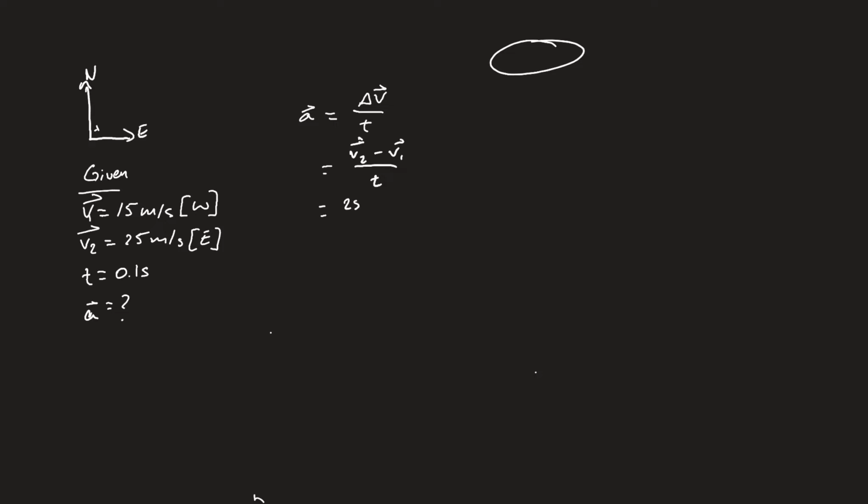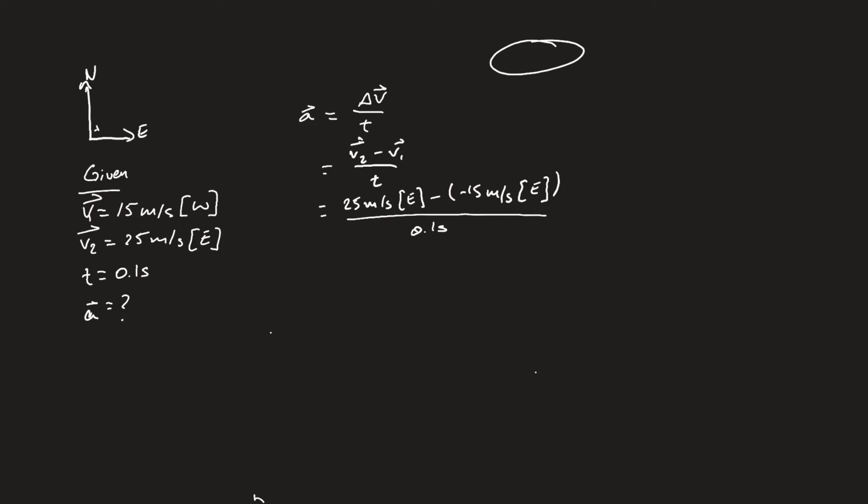v2 is 25 meters per second east. v1 is going to be minus negative 15 meters per second east, because the question gives it to us in the west direction, but we're going to make use of our north-south, east-west direction system. Our time is 0.1 seconds. So we have everything we need now.